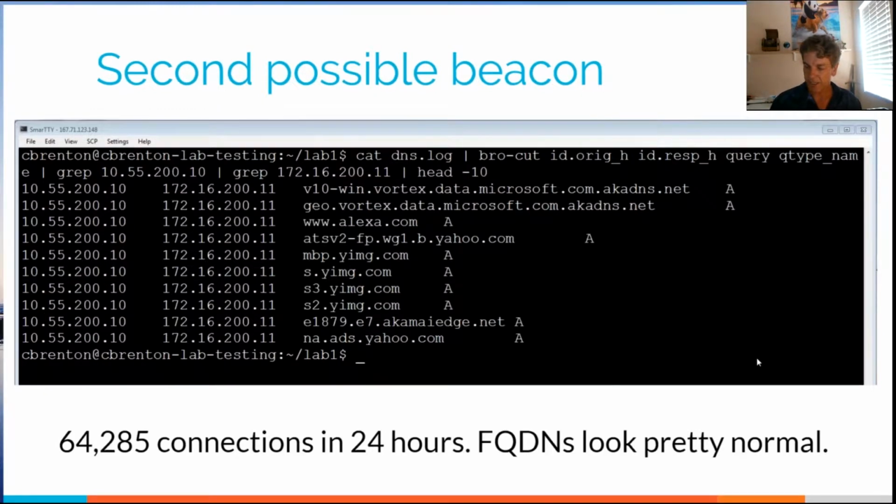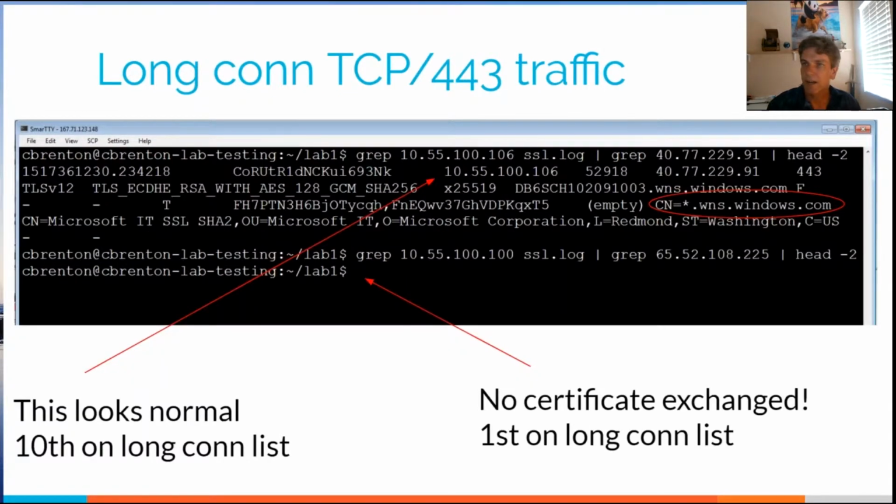So on a scale where 0 is safe and 100 is not, this communication session gets a 0 for this system. This is normal DNS communications. All right, so we also had some TCP 443 traffic taking place, so I wanted to go in and take a look at that.